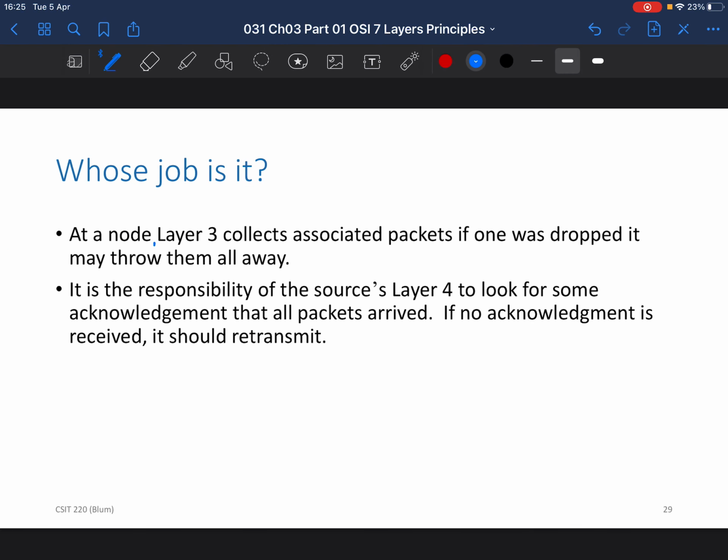Whose job is it? At a node, layer 3 collects associated packets. If one was dropped, it may throw them all away. It is the responsibility of the source's layer 4 to look for some acknowledgement that all packets have arrived. If no acknowledgement is received, the data should be retransmitted.